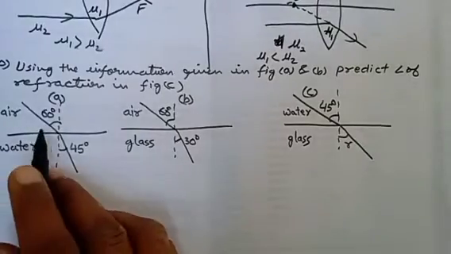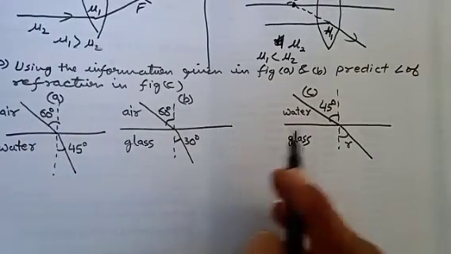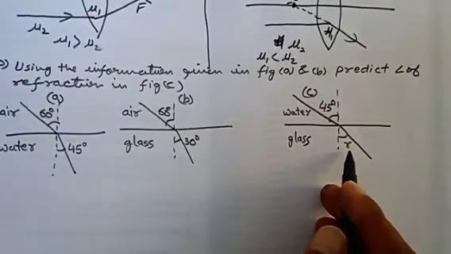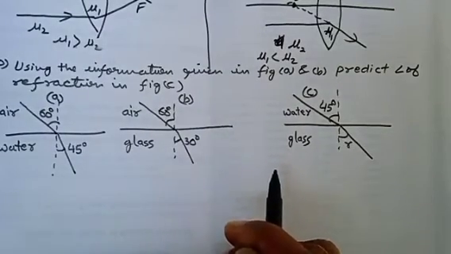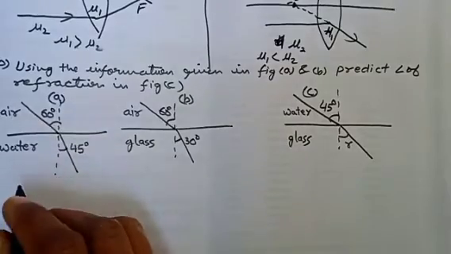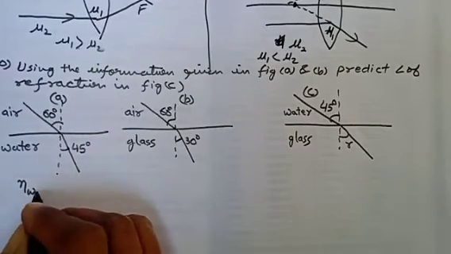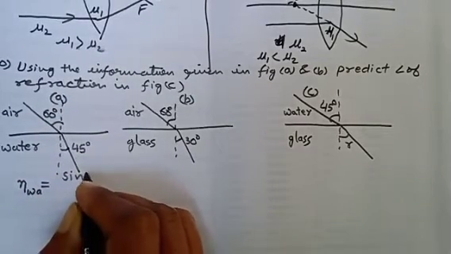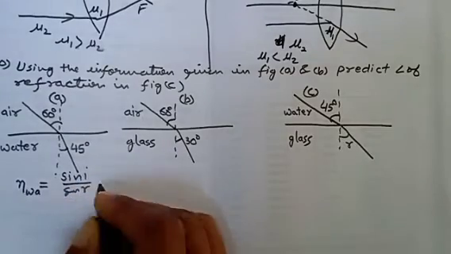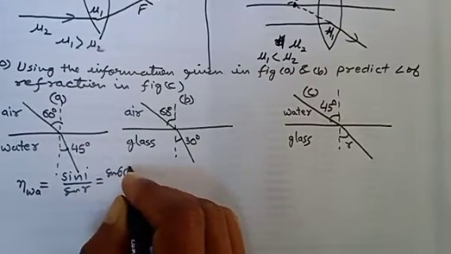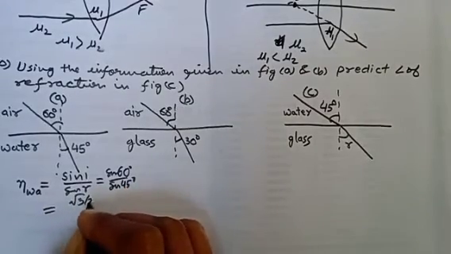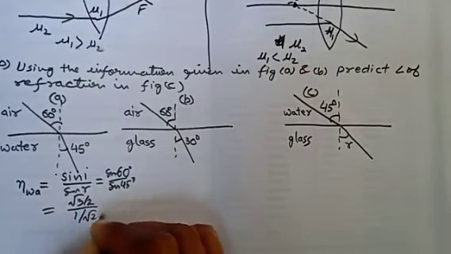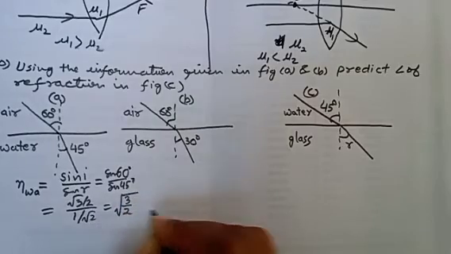So now, first case, second case, and third case, we have to predict this angle. Predict, actually calculate this angle. They have used the word predict, but actually we can calculate it. Here, the refractive index of water with respect to air is sine i by sine r. Sine i is sine 60 by sine 45. We will solve this: root 3 by 2 by 1 by root 2, that is root 3 by 2.